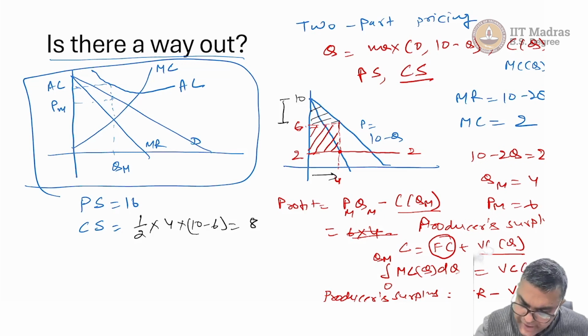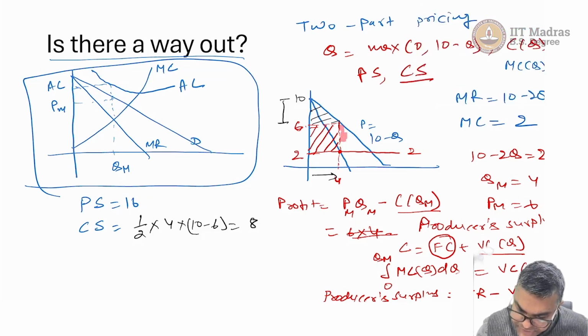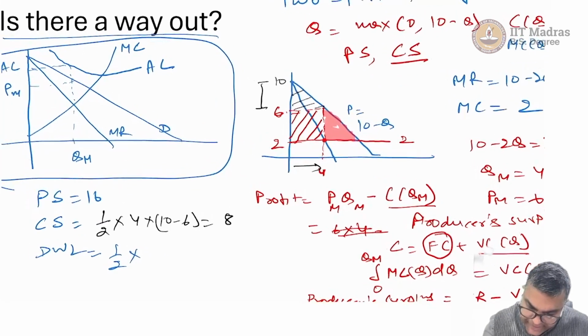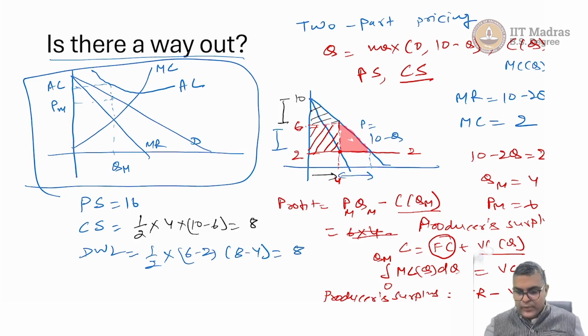And we can also look at the deadweight loss, which is this area. Let us calculate everything. Deadweight loss is half multiplied by this height, which is 6 minus 2, multiplied by this base, which is 8 minus 4, and that is equal to 8. So, that is the deadweight loss.